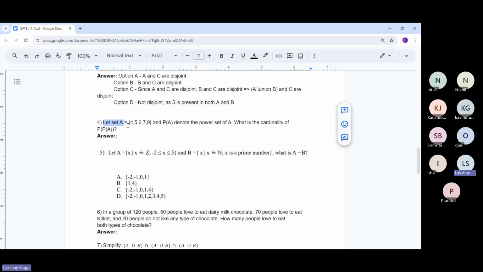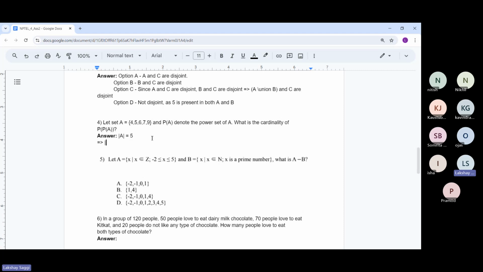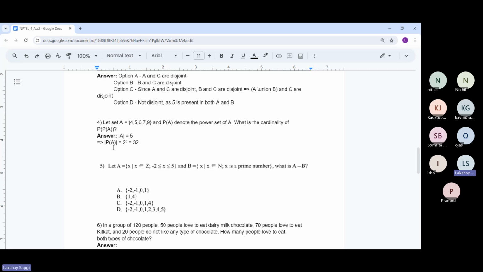So now the question is that the set A is {4, 5, 6, 7, 8, 9}, and P(A) is its power set. What's the cardinality of P(P(A))? First, we know that the cardinality of A is 5 here because there are 5 distinct elements, right? So the cardinality of P(A) will be equal to 2 raised to the power 5, and so this will be equal to 32. But what we want is not the cardinality of P(A), but the cardinality of P(P(A)), the power set of the power set of A.